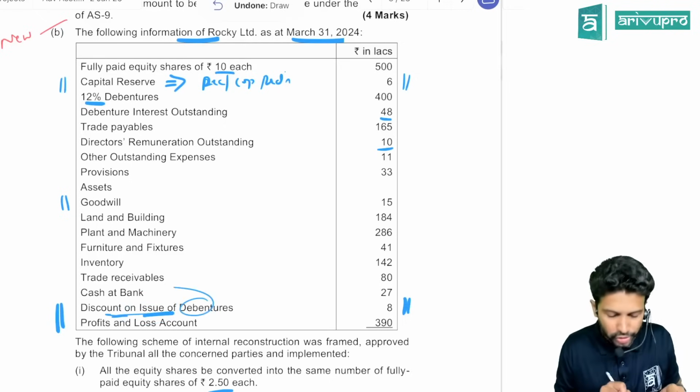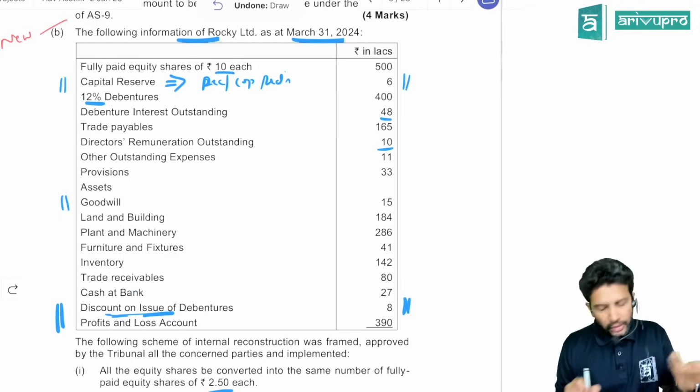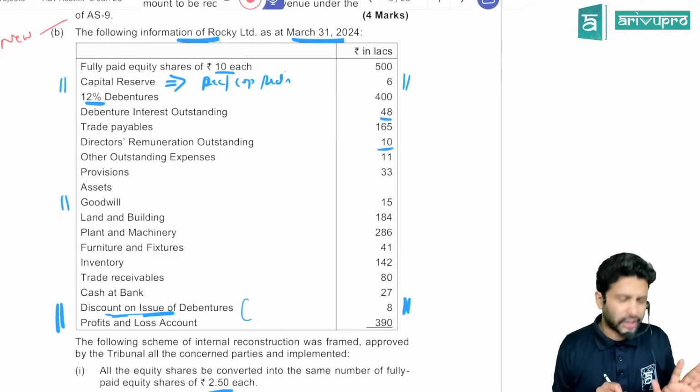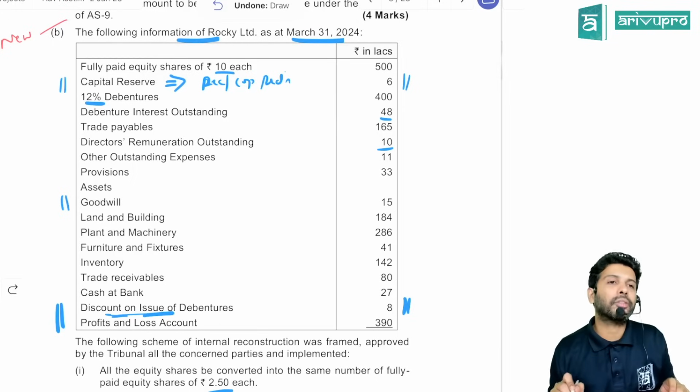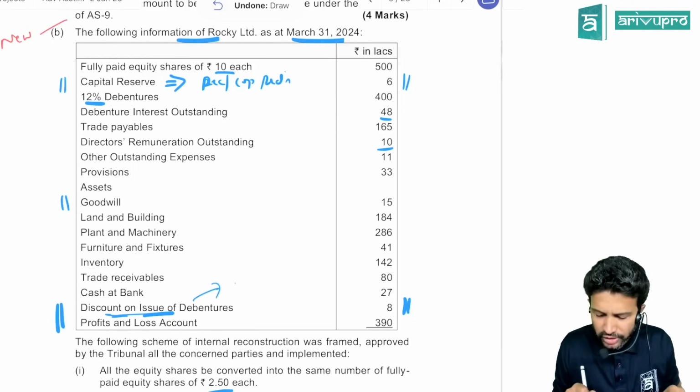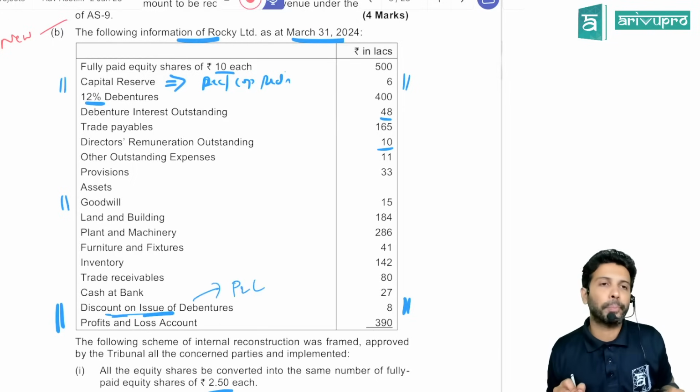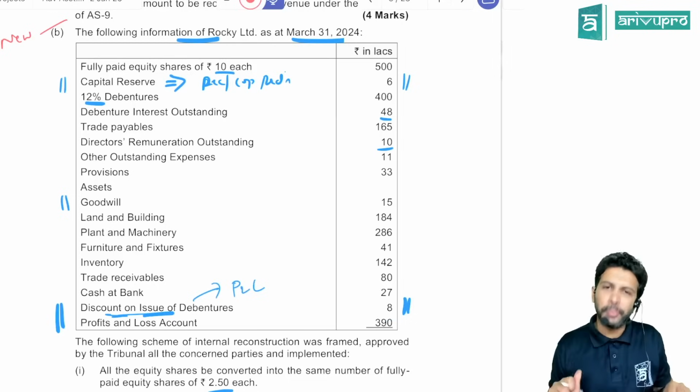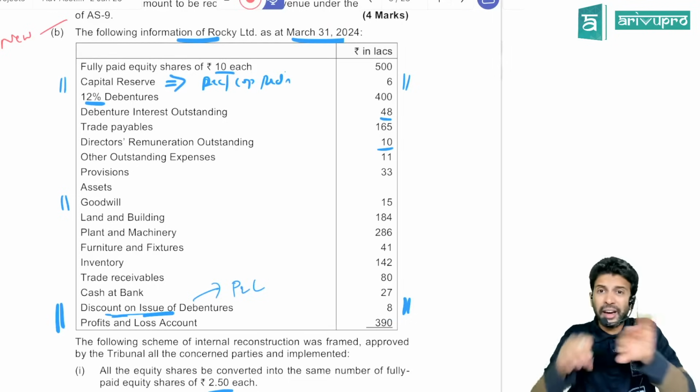So discount on issue of debentures is what? It's like your deferred revenue expenditure. That means, can we keep this or should we write it off? We should write it off, because eventually discount on issue of debentures, where will it go to? P&L. And what are we doing for P&L in internal reconstruction? Are we keeping it or writing off?